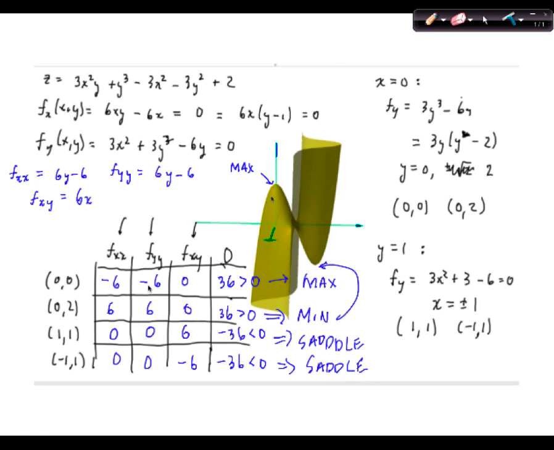So let's say that one's negative, one's positive. Then it would have to be a saddle point automatically. You're going to get a negative discriminant if one's positive and one's negative, because in one direction you're going like this, and in the other direction you're going like this. That has to be a saddle point.